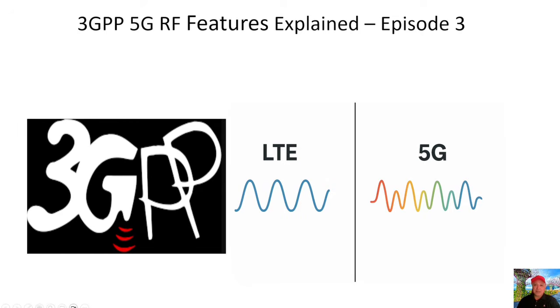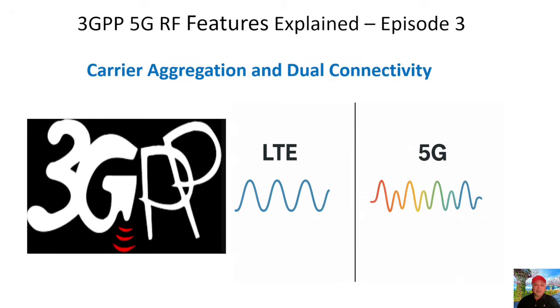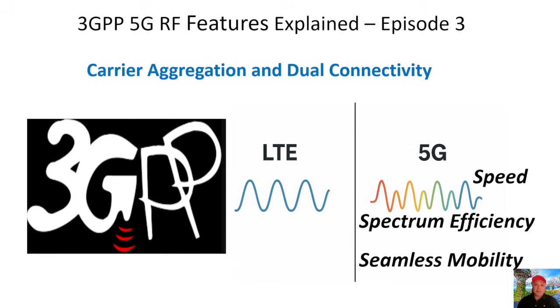5G doesn't just use one channel, it can combine several at once to multiply data rates. In this episode of 5G RF Features Explained, you will see how carrier aggregation and dual connectivity actually do that, turning the same spectrum into more capacity. Let's find out more about how 3GPP made it possible.